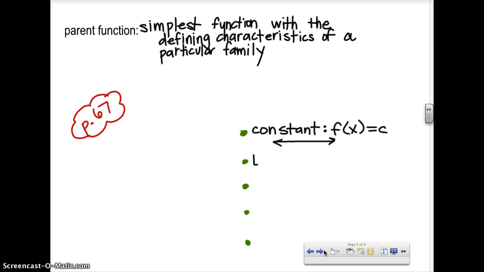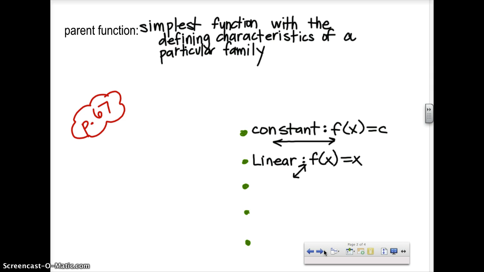Next one is a linear function. A line that you would graph using slope-intercept form, words like that. The most basic one is f of x equals x. It's going to have a slope of 1 and a y-intercept of 0. Any other slope would be a transformation.